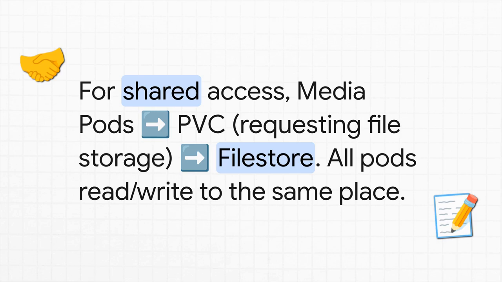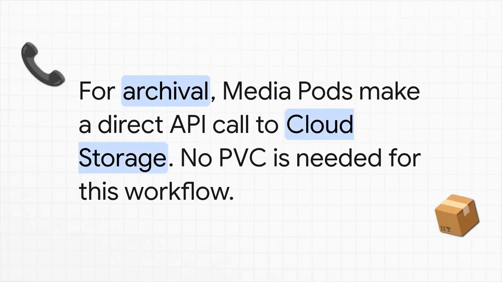That PVC gets fulfilled by a FileStore instance, which gives all the pods a shared file system where they can all work on the uploaded files together. And for that second requirement, the archival part, we're going to bypass the whole PVC system. Once a file has been processed, our application code will just make a direct API call to a Google Cloud Storage bucket. This lets us move that big file off our active high-performance FileStore and into a much more cost-effective and durable home for the long haul.